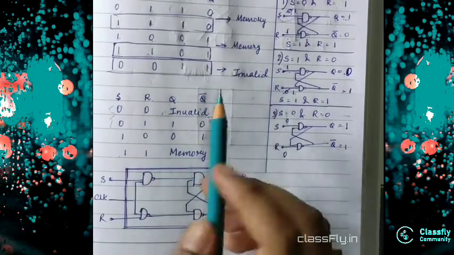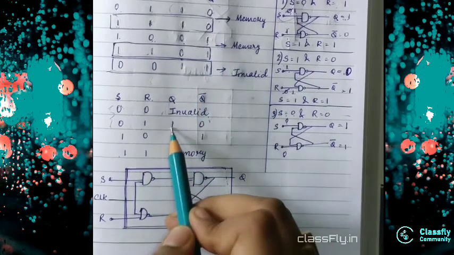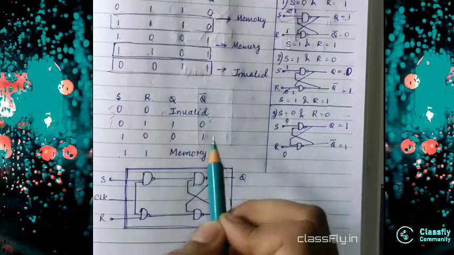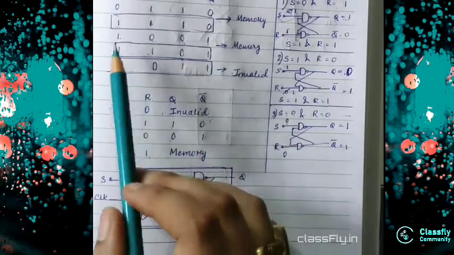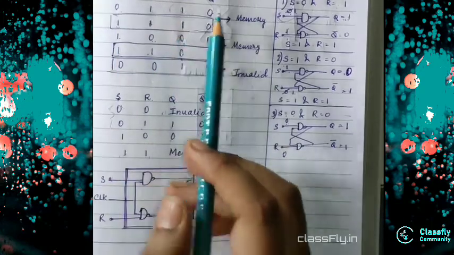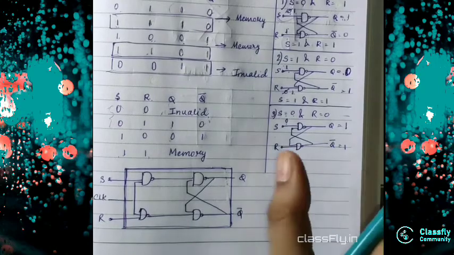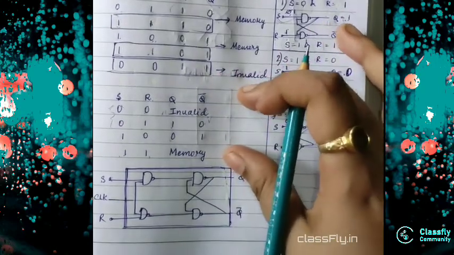So I wrote invalid. For 0 1, I got 1 0. So I wrote 1 0, and for 1 0 I got 0 1. So I wrote 0 1. And for 1 1 we get the same value as for 1 0 as well as for 0 1's output. So this state will be the memory state. So we completed the SR latch, and this is the truth table of the SR latch.